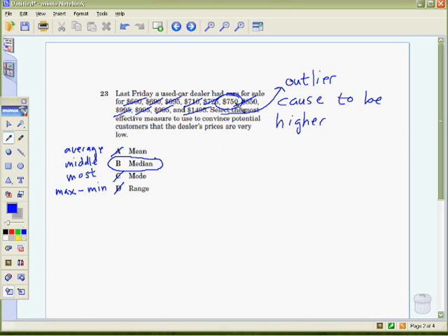Notice that this number gives you a better picture of what most of the prices of the cars are. So this outlier is going to cause the mean to be too high. Mode doesn't make sense and range doesn't make sense. So median is going to be the best bet in trying to convince customers that we have the lowest price.